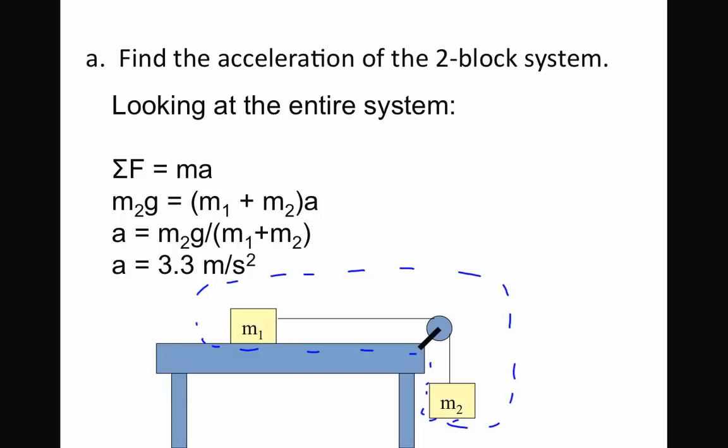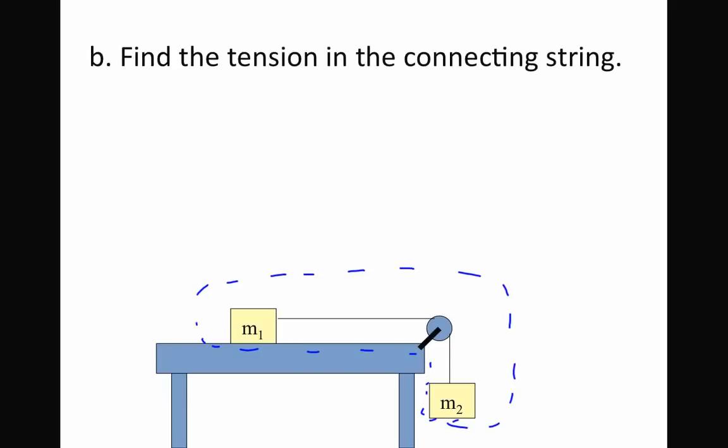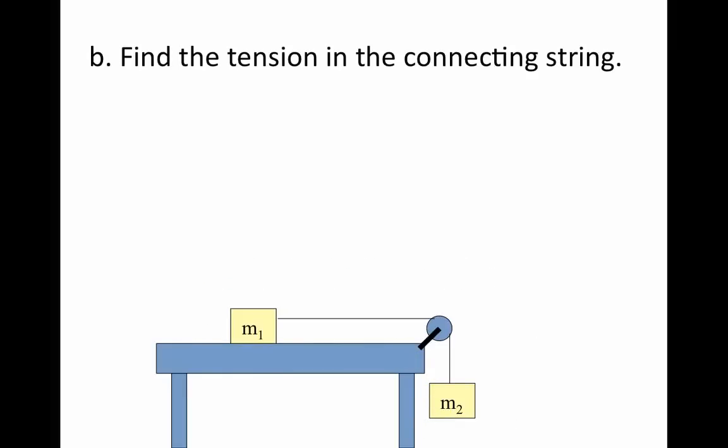Now, we're going to need that to do the next part. In the next part, we can't consider the entire system anymore. We want to know the tension. We need to pick a different system. We need to pick one of the two objects. So the question is, which object's easier to deal with? Well, there's no friction, so it really doesn't matter too much. M2 just happens to have fewer forces on it. There's no normal force, so let's pick that one.